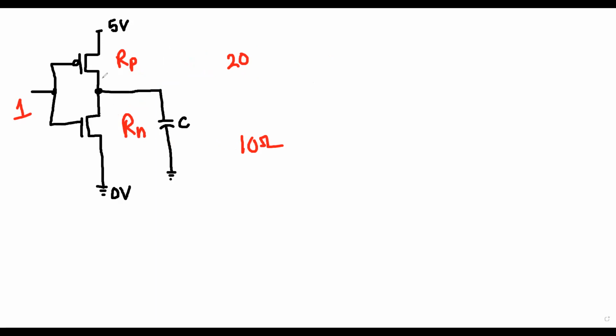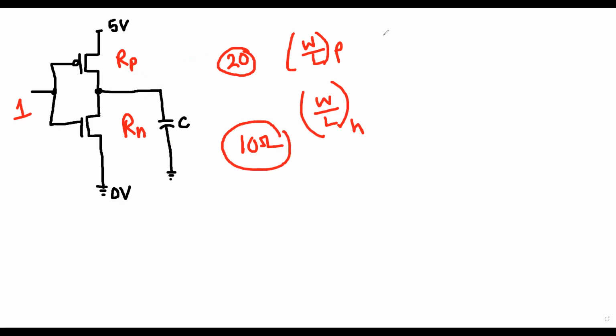So how to make them equal? There are ways. What are the ways? W by L, this one is for NMOS, this one is for PMOS. Normally, if it is 2 times, you have to remember that here you have to multiply W by 2. 2 by L, this will be 1 by L.